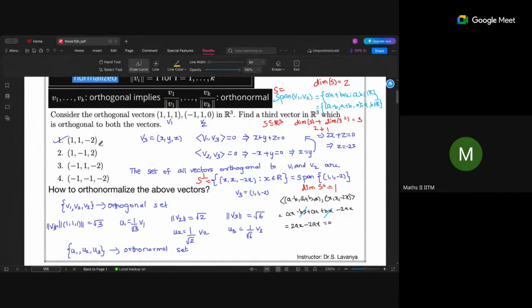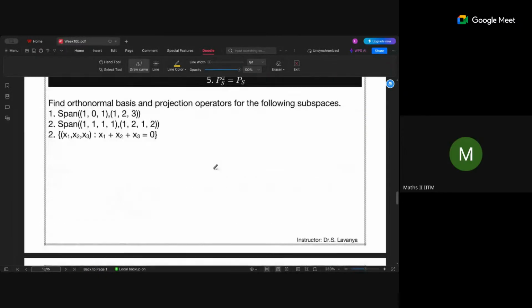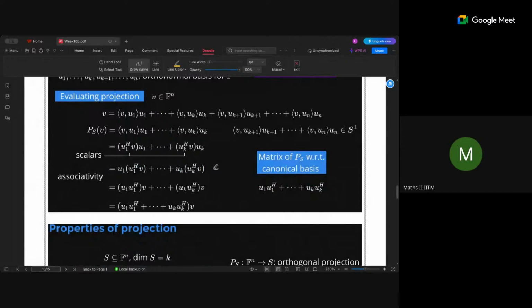So this will form an orthonormal basis for S perp, that we already know, right? This is what they are saying in this theorem as well. Suppose you have a basis for S and you extend the basis to R3, then the extended part, the vectors which are added, will form a basis for the orthogonal complement. Okay, that is what they have mentioned here. Now how are we going to find the projection?